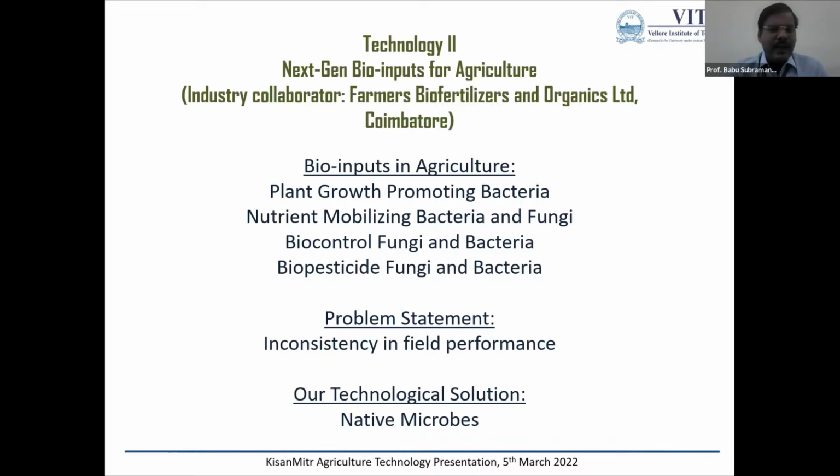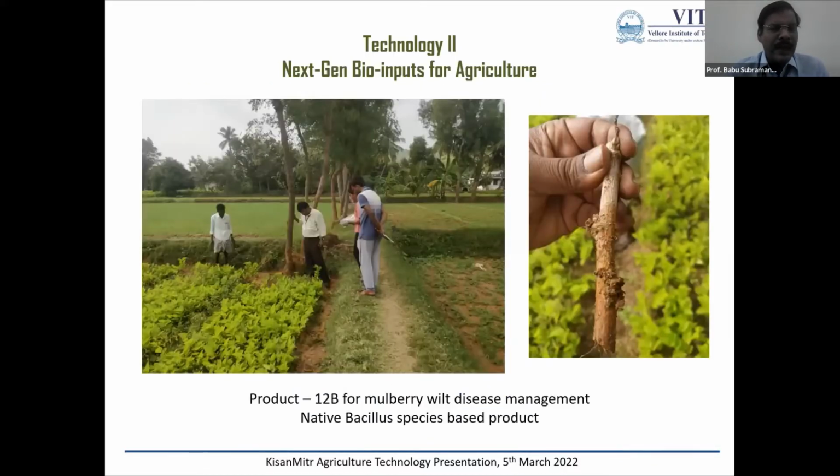The exploration of native microbes means that we can explore from the same field or area, we can explore in a crop specific way, and we can also explore in a family of crops specific way. I will give one example each. The mulberry crop grown in our Vellore and Tiruvannamalai districts in Tamil Nadu is getting affected by Fusarium wilt disease. Therefore, our team went and isolated the rhizosphere soil, and they characterized 12 different Bacillus species.